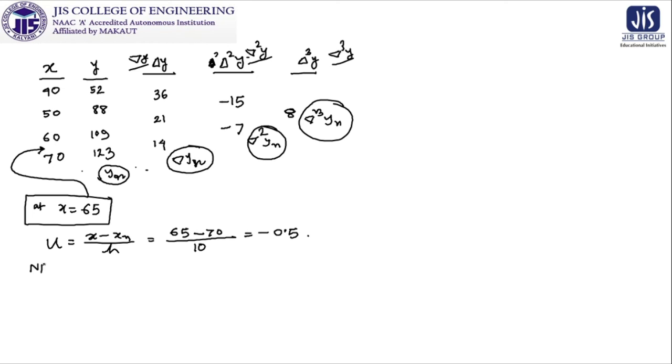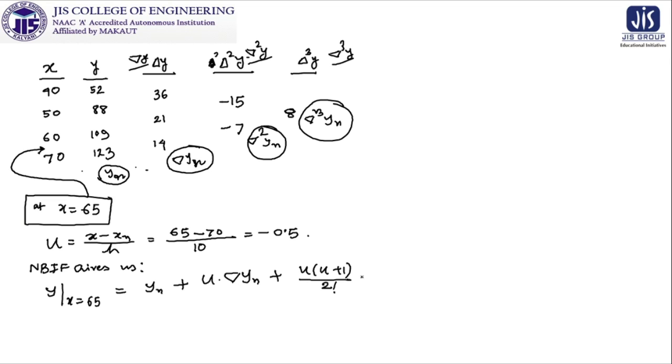So now Newton's backward interpolation formula gives us y at x equal to 65 is equal to yn plus u into backward difference operator yn by factorial 1, I am not writing it, then u into u plus 1 by factorial 2 into second order yn, and we can go up to third order, so u into u plus 1 into u plus 2 by factorial 3, third order backward difference operator of yn, and here obviously we can write yn as y3.